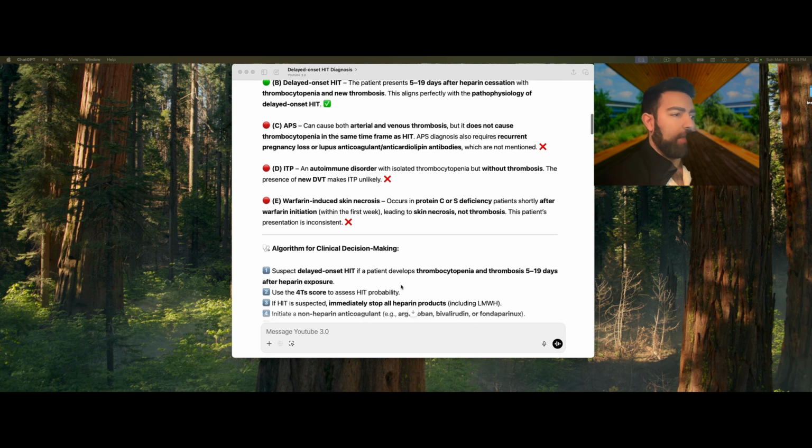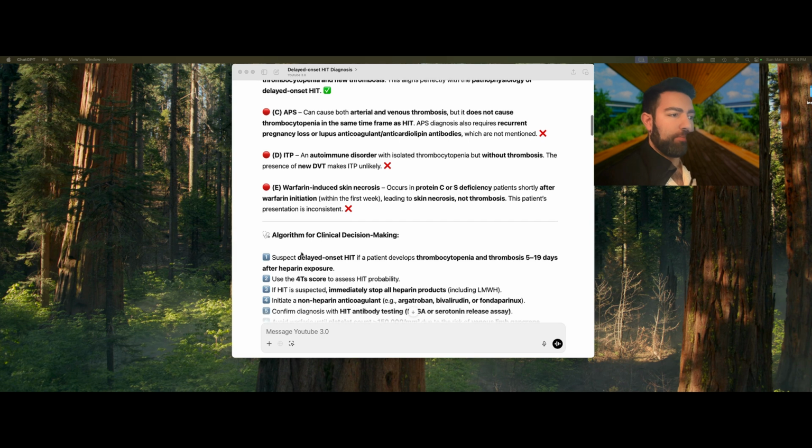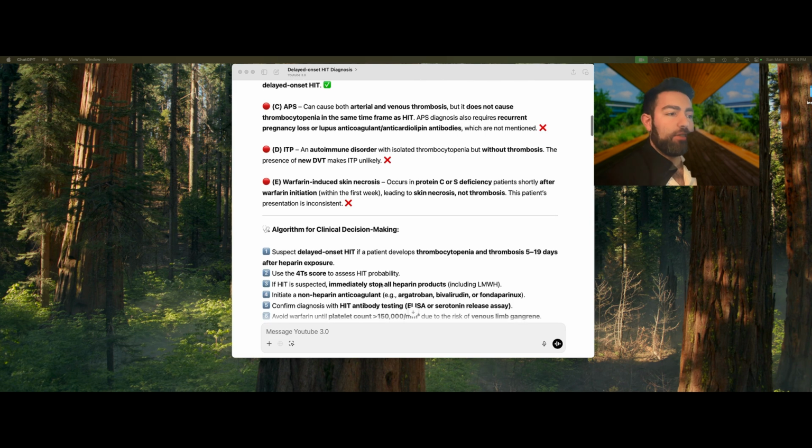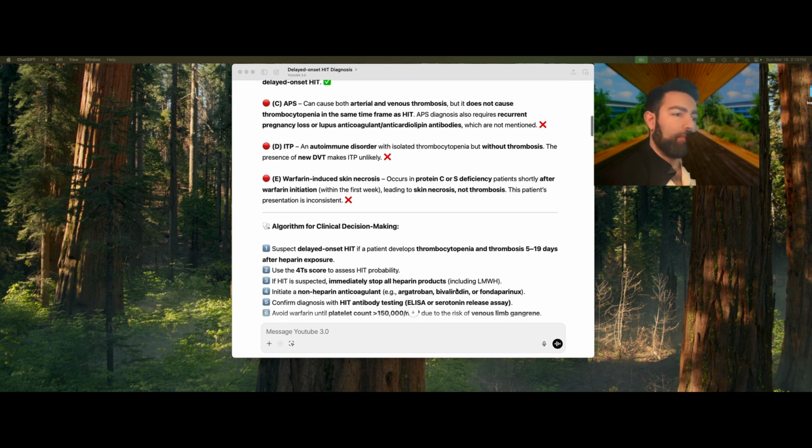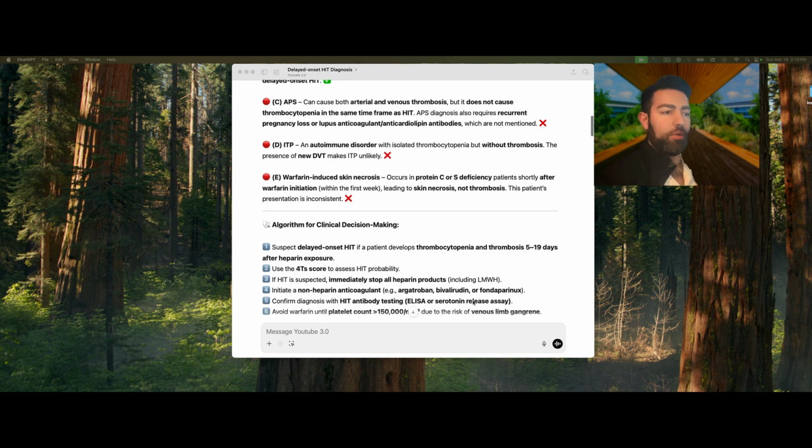and it's not really a thrombosis, so this doesn't make sense. All right, so when you suspect delayed-onset HIT, if a patient develops thrombocytopenia and thrombosis 5 to 19 days after heparin exposure, use the 4T score to assess the HIT probability, and you can use that on MDCalc. If HIT is suspected, immediately stop all heparin products, including LMWH or Lovenox. Initiate a non-heparin anticoagulant such as argatroban, bivalirudin, or fondaparinux. Confirm the diagnosis with HIT antibody testing with an ELISA or the serotonin release assay.